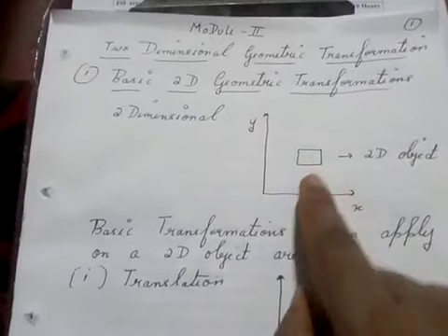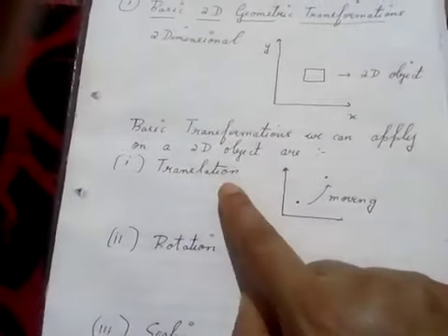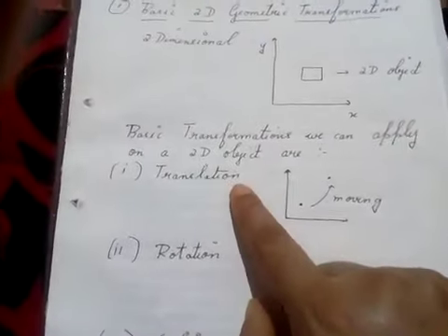So let us see what transformations are there. The basic transformations we can apply on a 2D object are: first, translation; second, rotation; third, scaling. So what is translation? Translation means this is a point, and you are just moving from this point to this point. That means you are changing this coordinate position to another coordinate position, and this is known as translation.